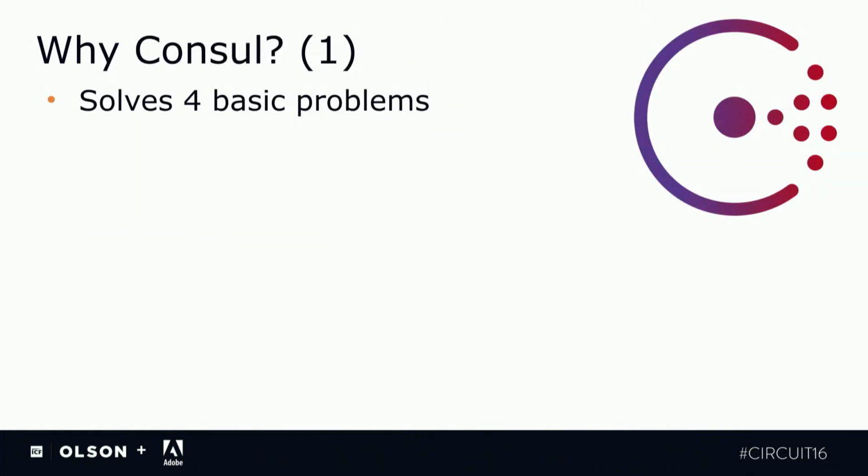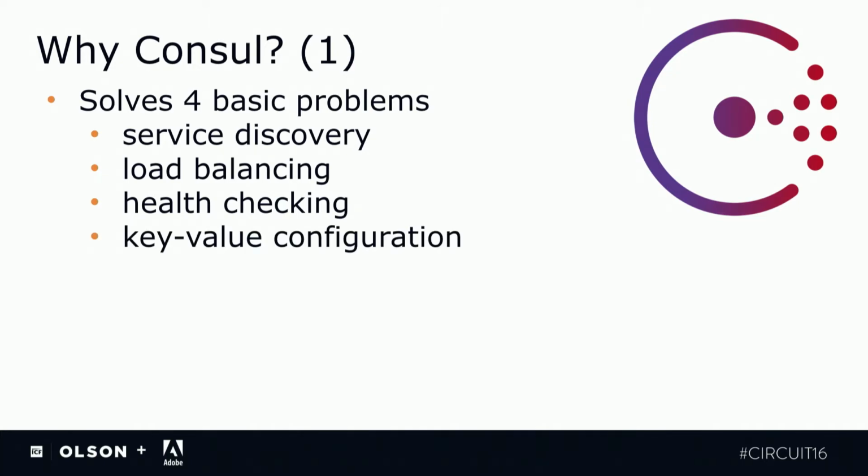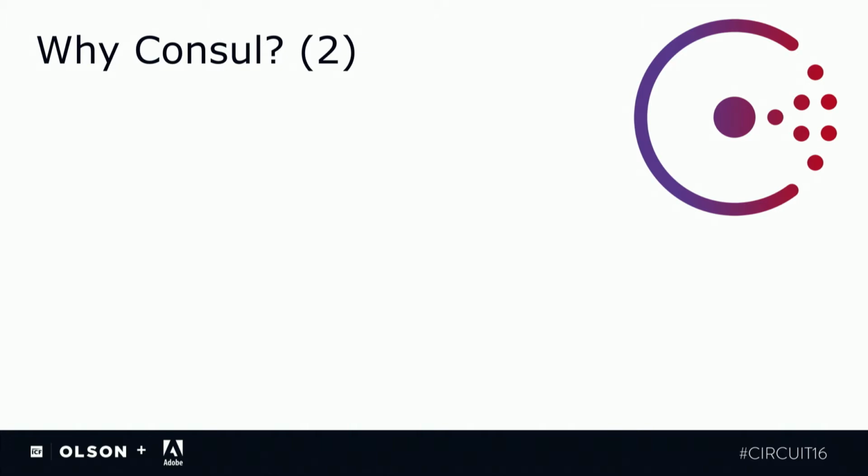So Consul, for us, solves 4 basic problems. And we actually use just 3 of those features. So the first is service discovery. That's kind of obvious. The second thing is load balancing, health checks, and key value configuration. We don't use that key value configuration really, but for the sake of completeness I decided to put that here as well.